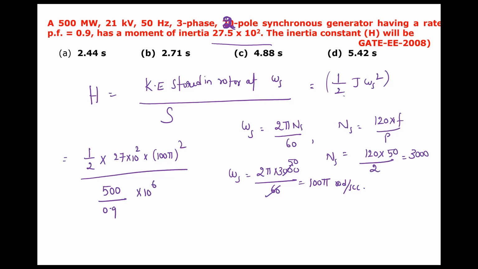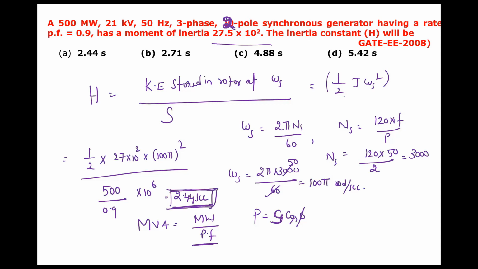Why? Because MVA is equal to megawatt divided by power factor, because P is equal to S cos phi. So S is equal to P divided by cos phi. That is the equation. If you solve this, you are going to get the answer as 2.44 seconds. That is the answer. The H value is 2.44 seconds. Understood?